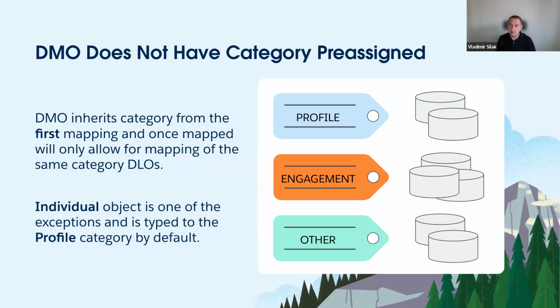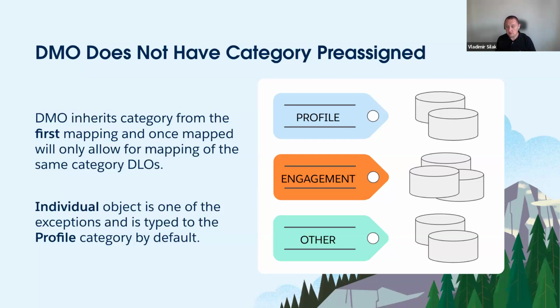If I take sales order, which is technically supposed to be engagement, and I map it, by accident or intentionally, to the object that was configured as other or as profile, then the system will recall it and say, okay, now that particular object is that category of profile or other, and you won't be able to map any other ones. We did add some flexibility.